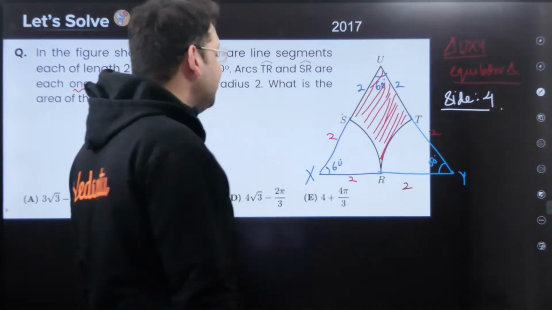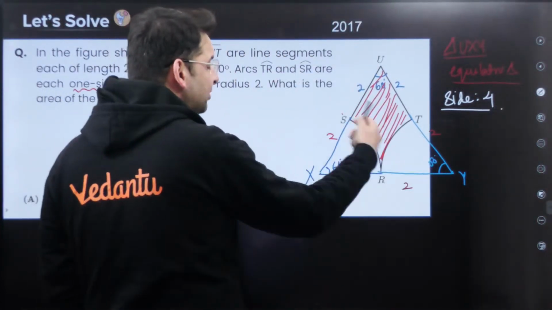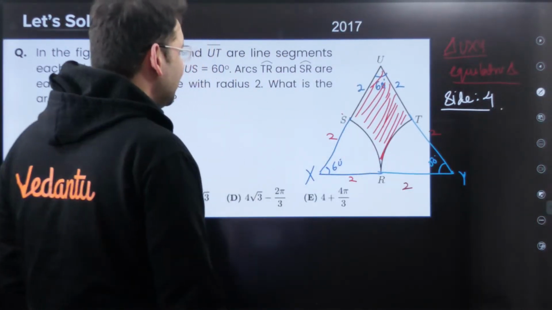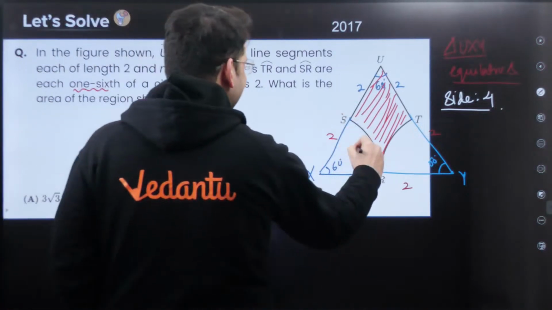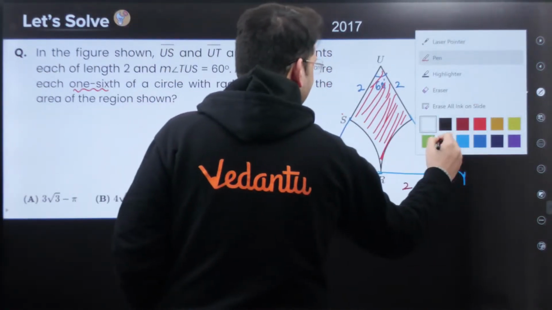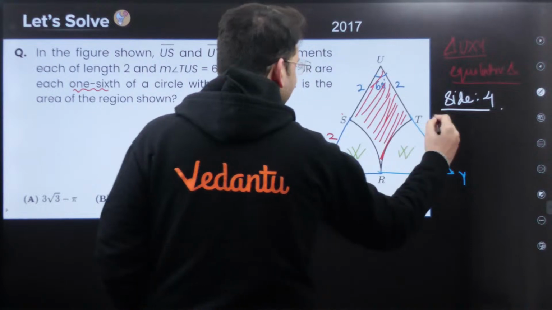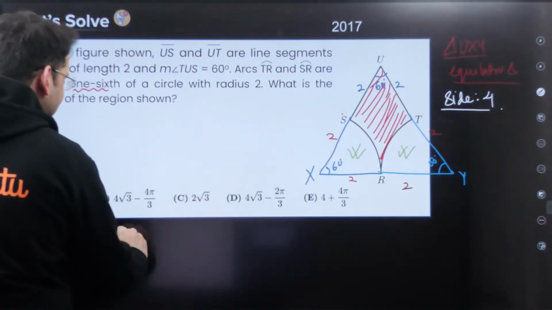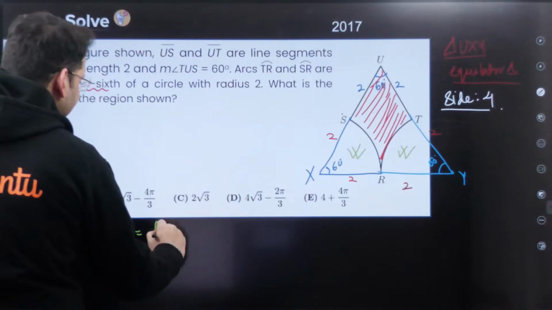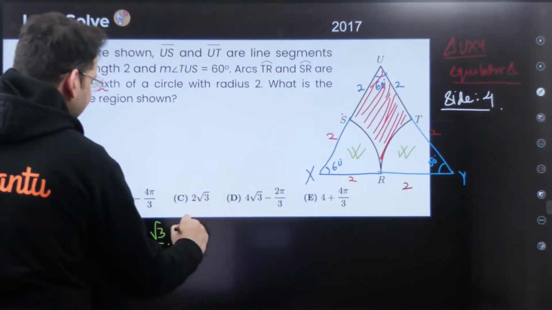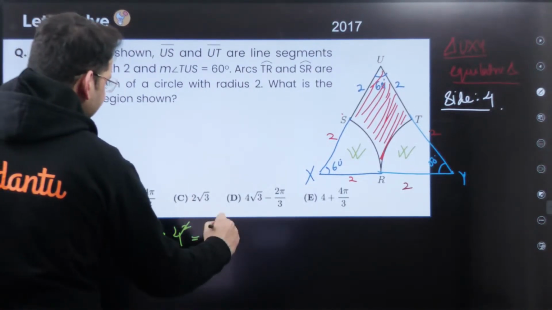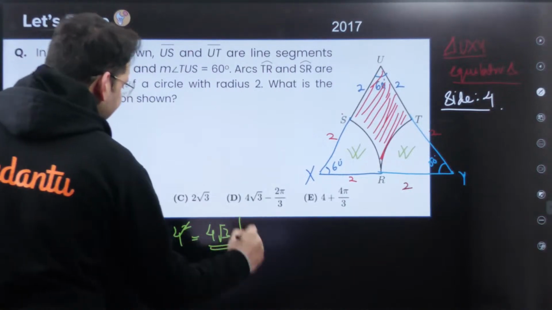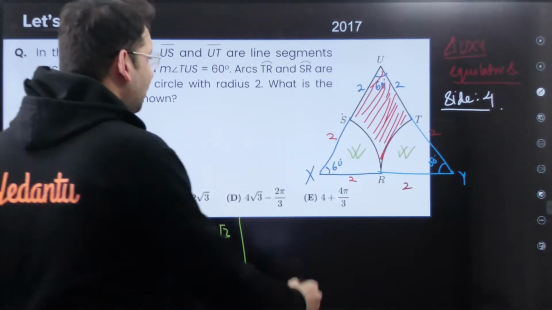It's an equilateral triangle of side 4, because all angles are 60 degrees: 60, 60, 60. So I can say, from the equilateral triangle, remove this area and this area. That is it. What is the area of the triangle UXY? It is √3 by 4 into 4 square, which is 4√3.